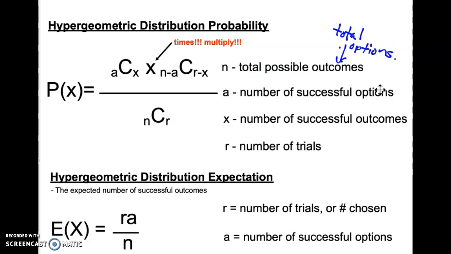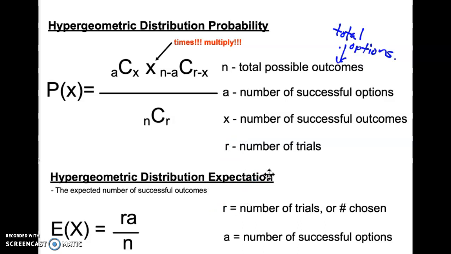A is the number of successful options. That's how many things you want. It's the number of possible things that you could choose from that you actually want. X is the number of successful outcomes. That's how many you want to choose. And R is the number of trials. That's the total number of items that need to be gathered all together.